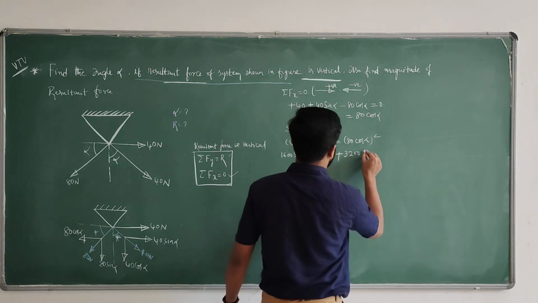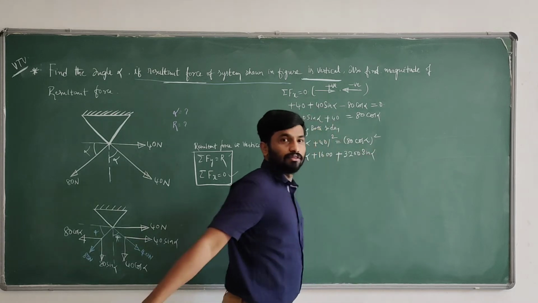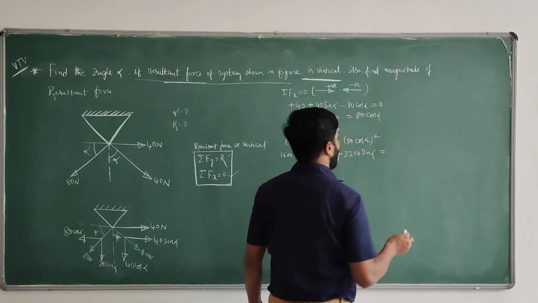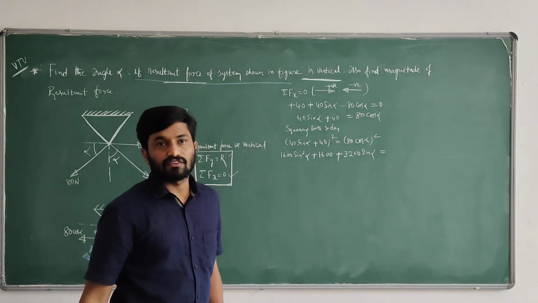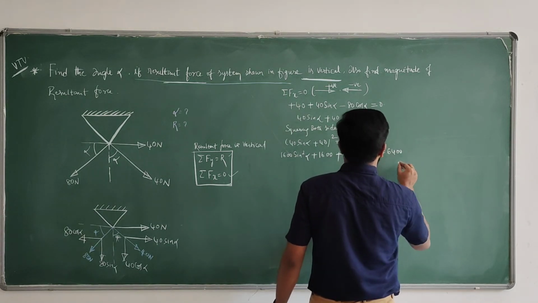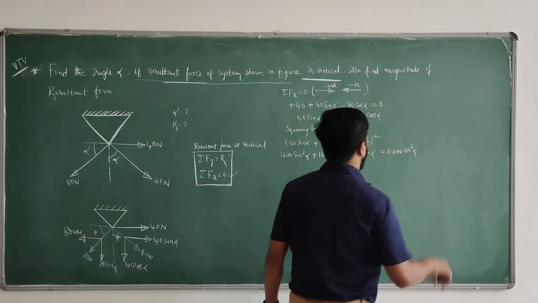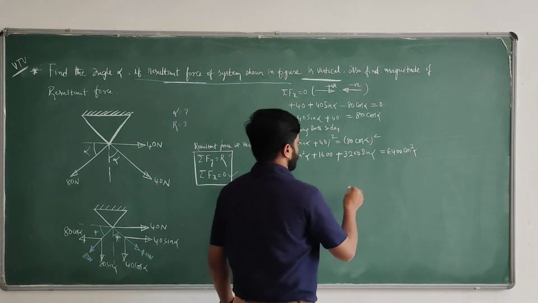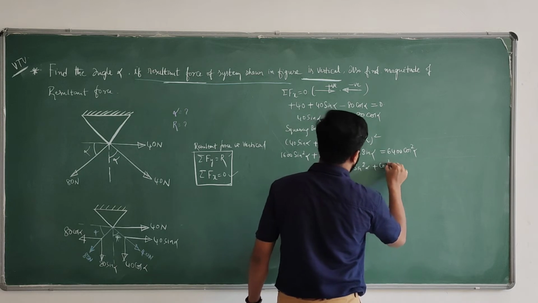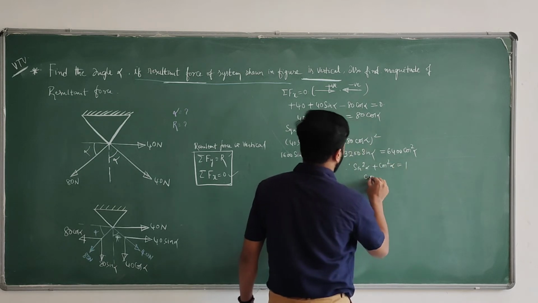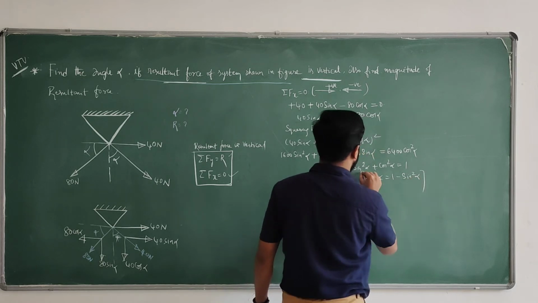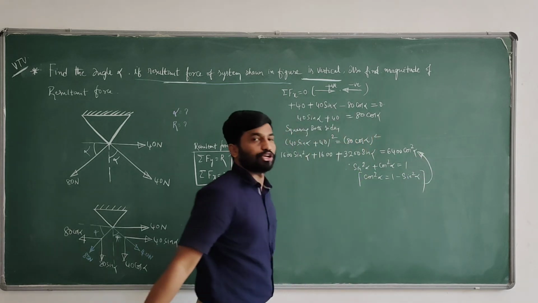3200 AB sin alpha, 3200 sin alpha, and 80 squared is 6400 cos square alpha. Now we know the trigonometry: sin square alpha plus cos square alpha equals 1. So cos square alpha equals 1 minus sin square alpha. Use this in the particular equation.